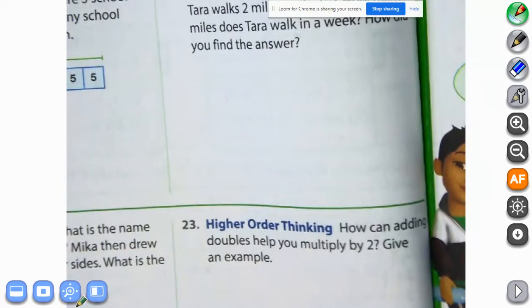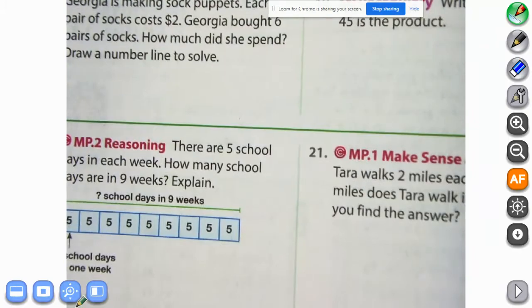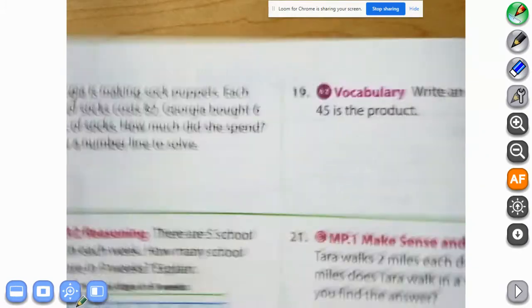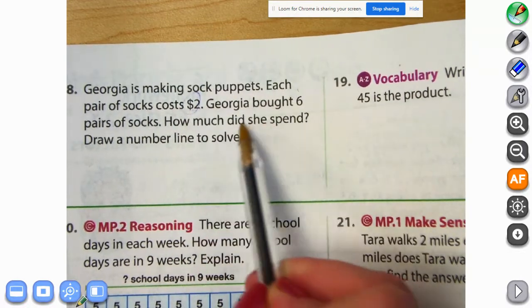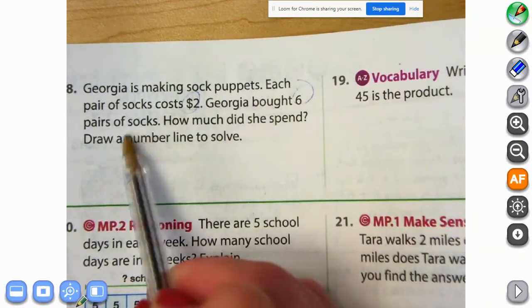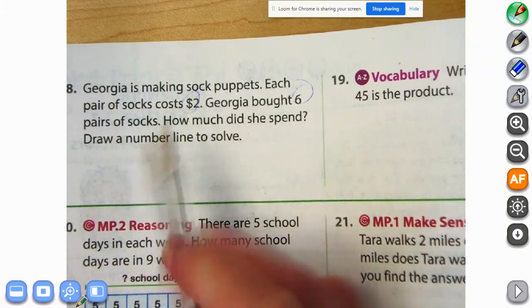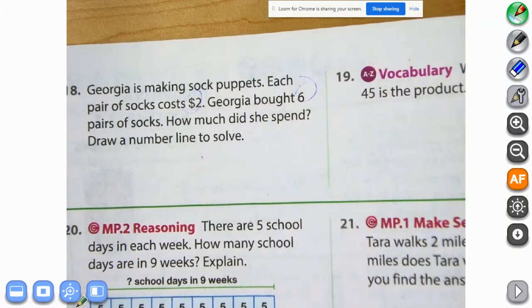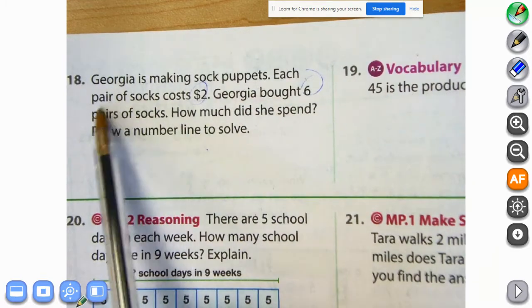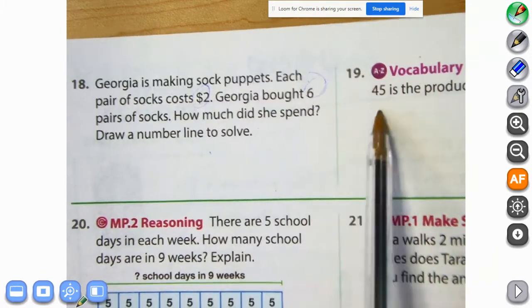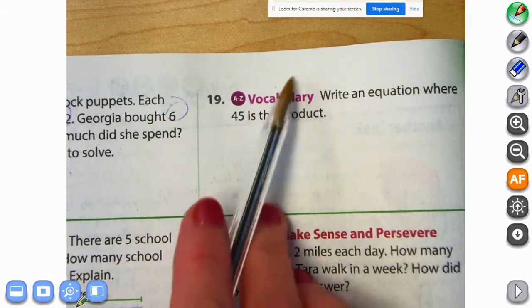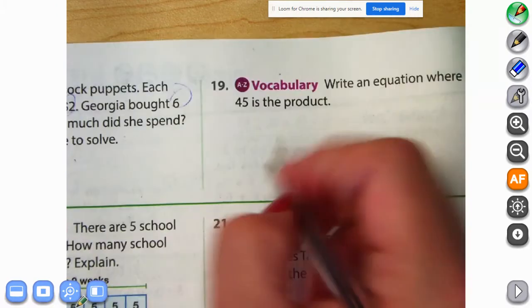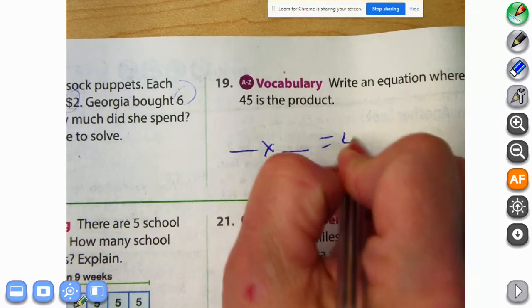All right, on the back, it says, Georgia is making sock puppets. Each pair of socks costs $2. Georgia bought 6 pairs of socks. How much did she spend? Draw a number line to solve. She's making sock puppets. Each pair of socks costs $2. She bought 6. So how much did she spend? Number 19. Write an equation where 45 is the product. Okay, so what times what would equal 45?